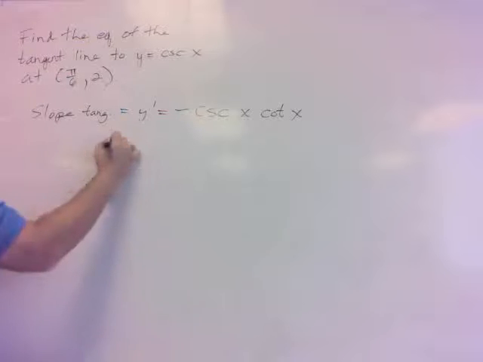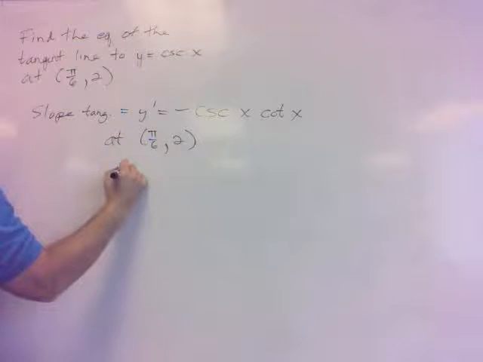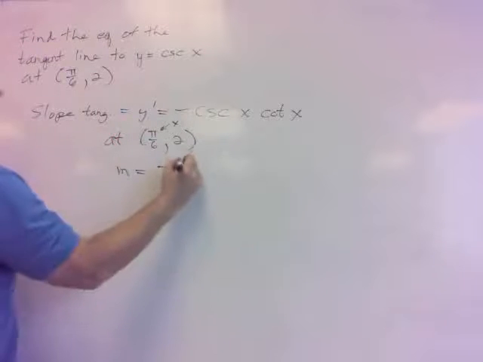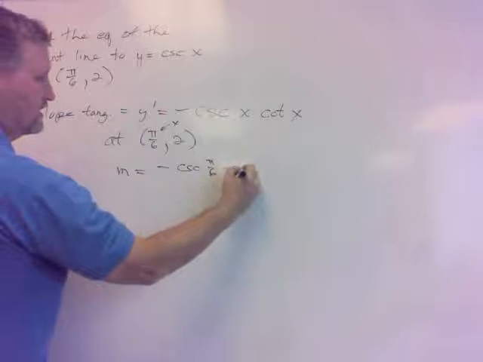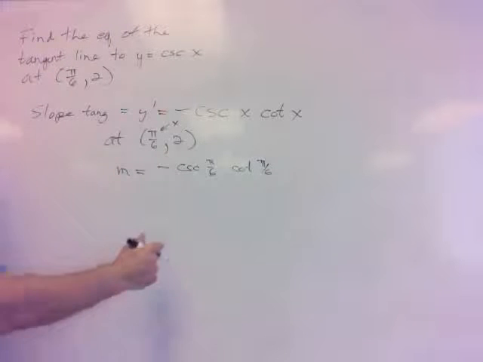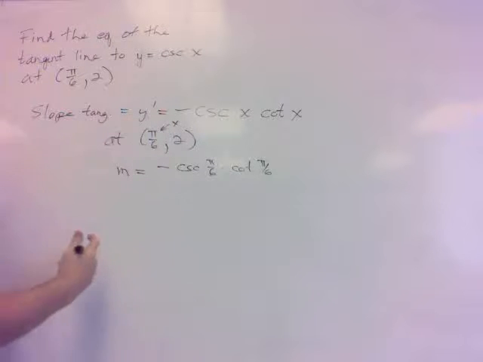At pi over 6, 2, then what's my slope? Well, this is my x value, so it'd be minus the cosecant of pi over 6 times the cotangent of pi over 6, and that's what I was saying. You might have to review cosecant, cotangent. The way I typically think, cosecant is 1 over the sine.